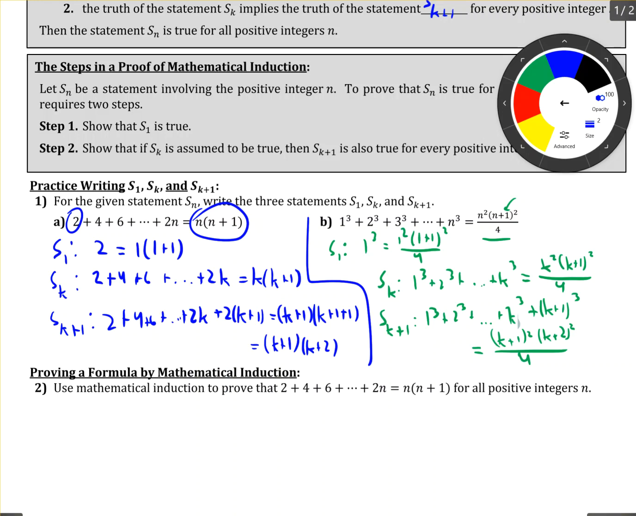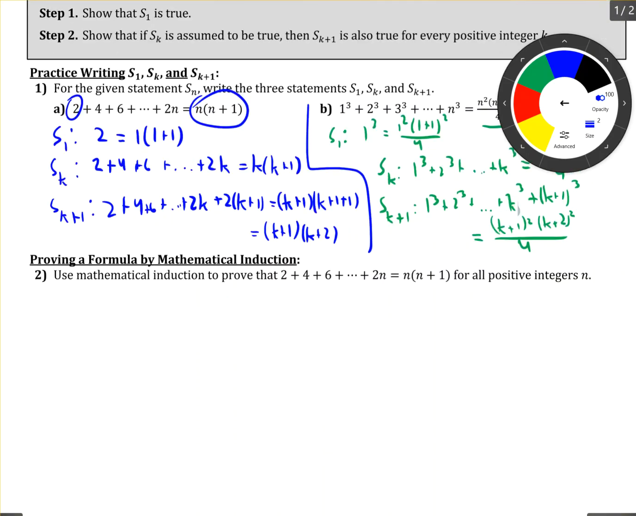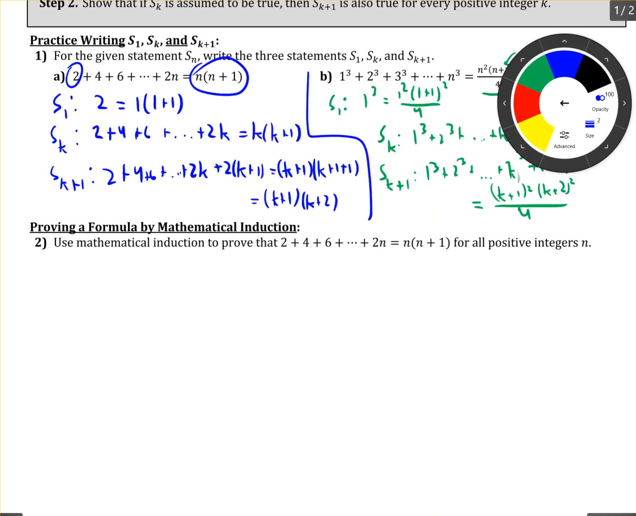All right, so let's just do an example. We've already done a lot of the work here, but use mathematical induction to prove that 2 plus 4 plus 6 plus dot dot dot plus 2n equals n times (n plus 1) for all positive integers n.